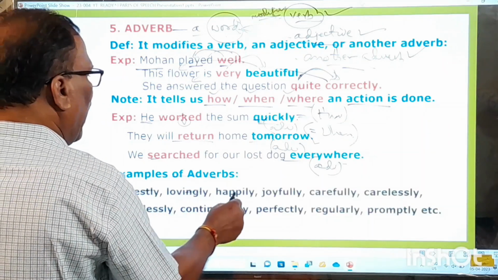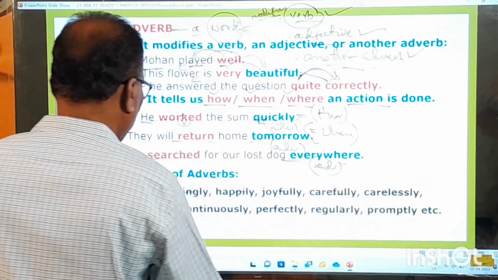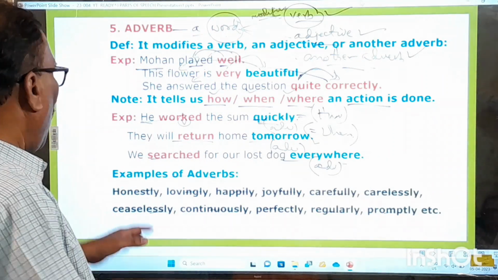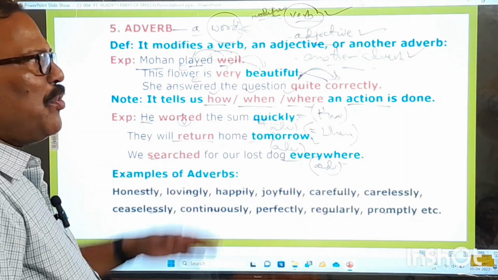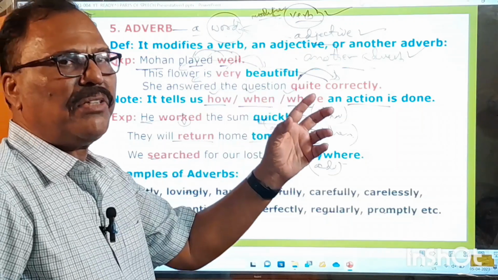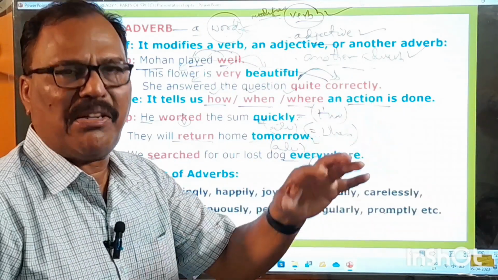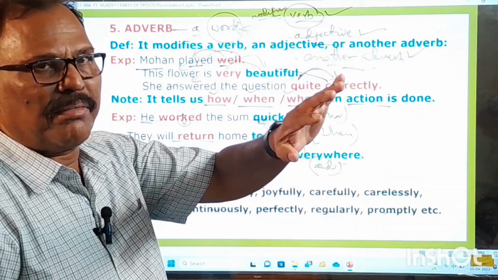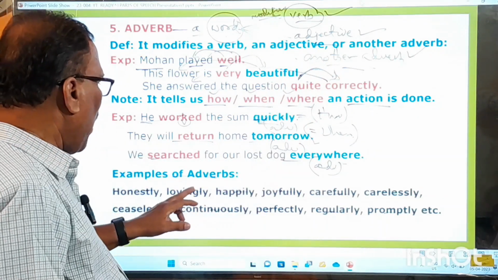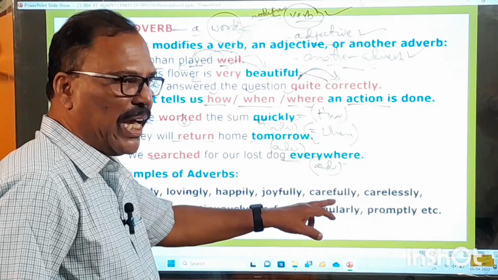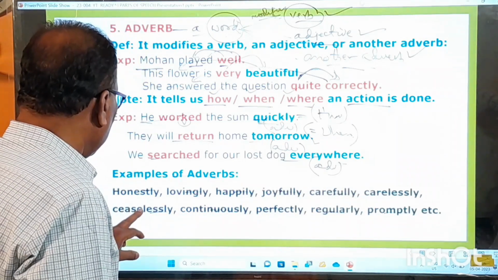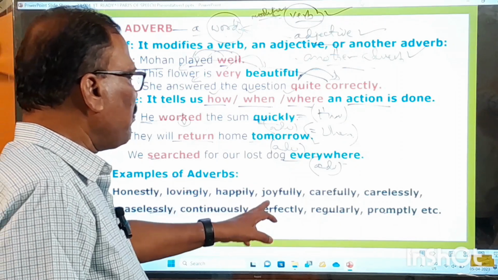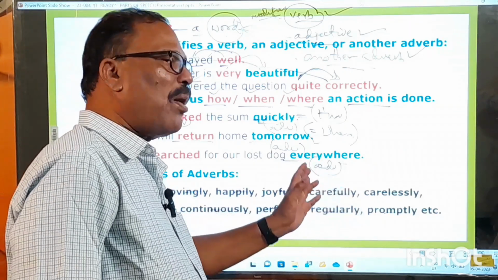Usually, they all end in ly. Honestly, if you add ly to an adjective, it becomes an adverb. Honest is an adjective; honestly is an adverb. Right? Happy, happily; joyful, joyfully; careful, carefully; ceaseless, ceaselessly; continuous, continuously; perfect, perfectly; regular, regularly; prompt, promptly.